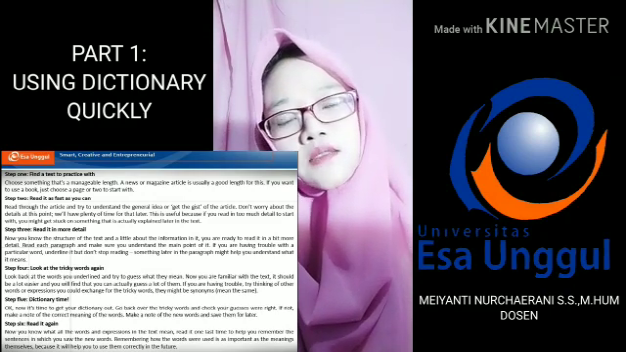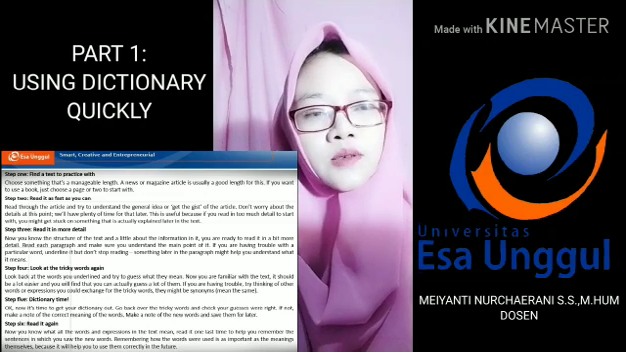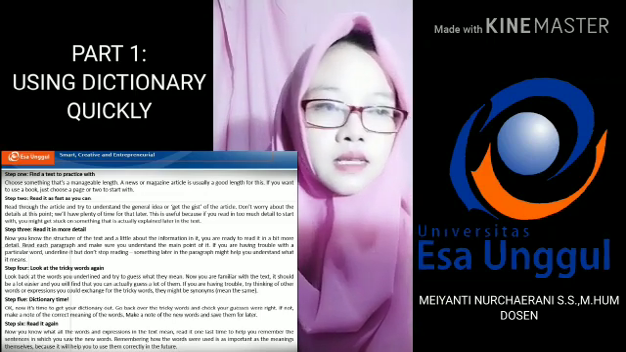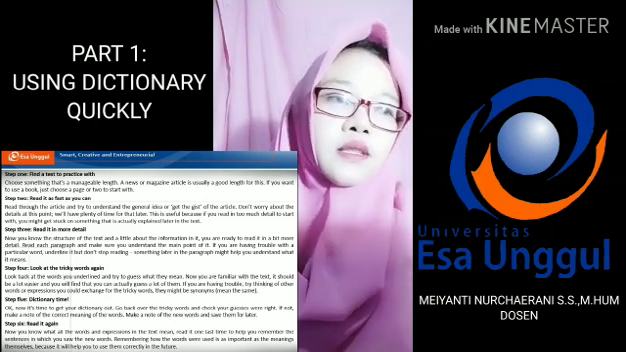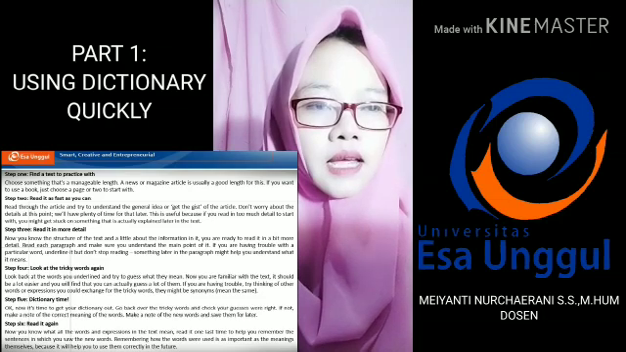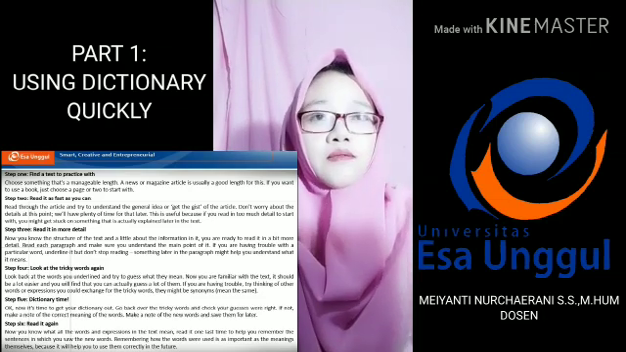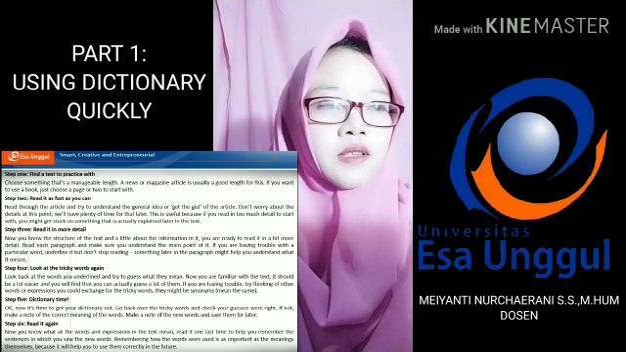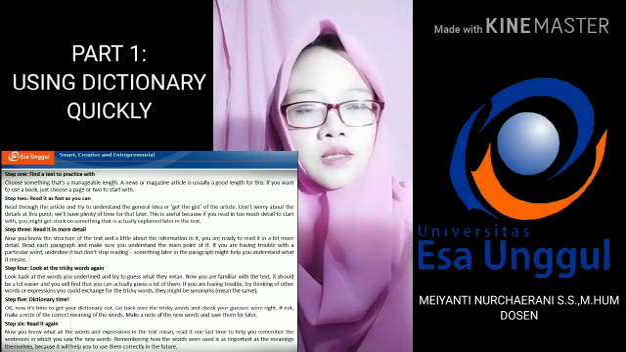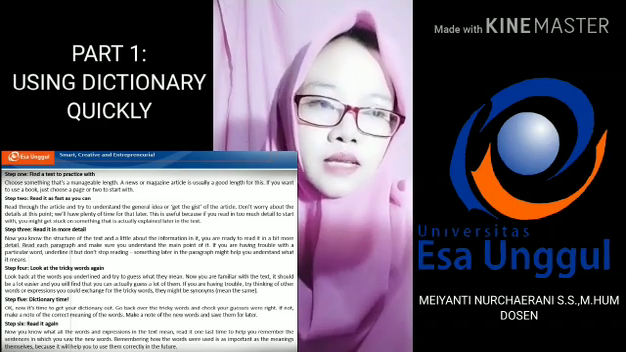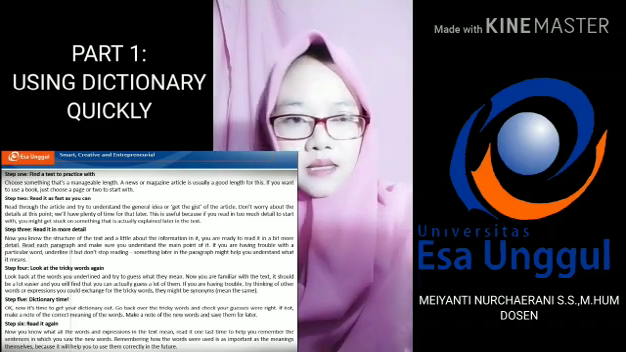Step 2. Read it as fast as you can. Read through the article and try to understand the general idea or get the gist of the article. Don't worry about the details at this point. We'll have plenty of time for that later. And this is useful because if you read in too much detail to start with, you might get stuck on something that is actually explained later in the text.